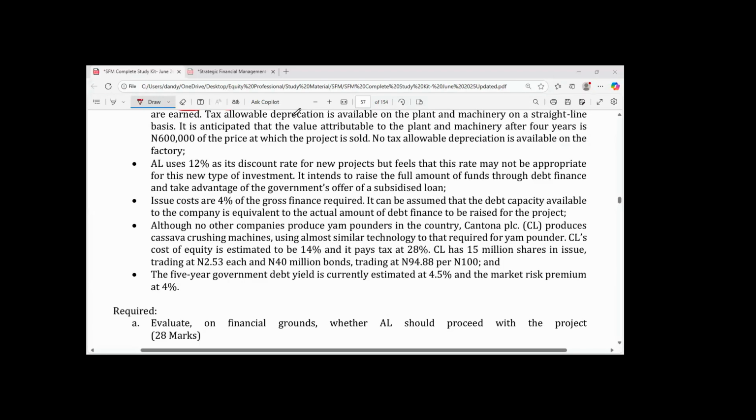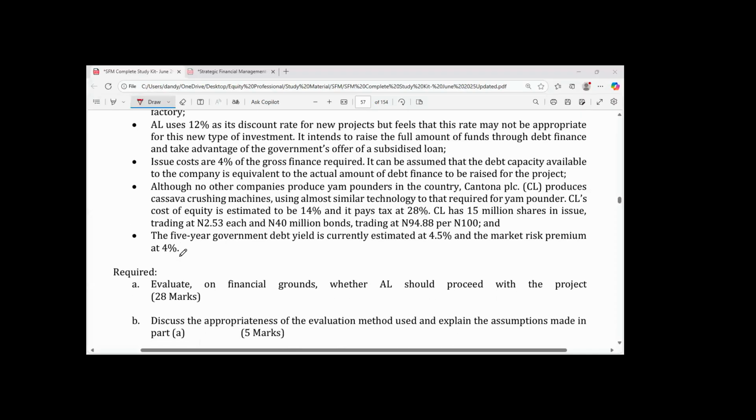Issue costs are 4% of the gross finance required. It can be assumed that debt capacity available to the company is equivalent to the actual amount of debt finance raised for the project.